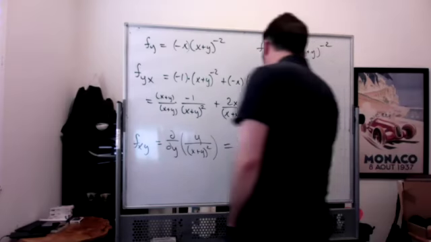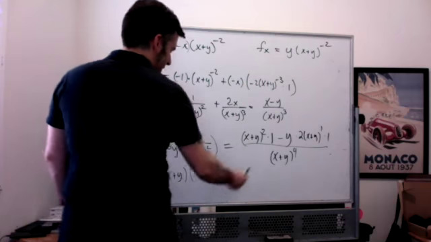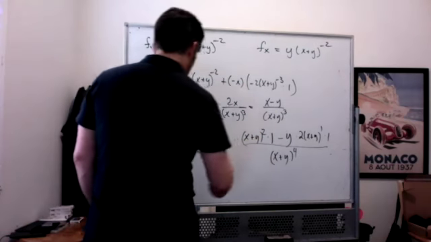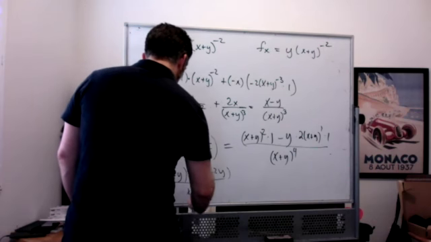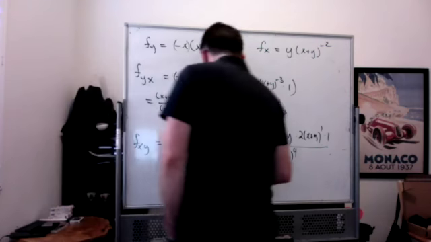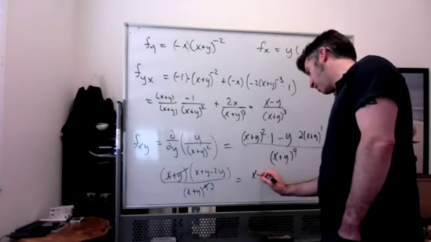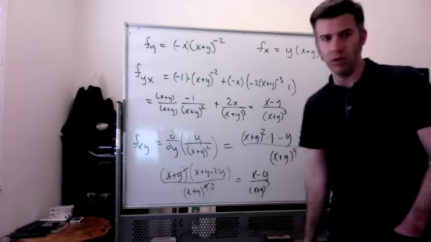Okay. So we can factor out an x plus y from the top. Left with x plus y minus 2y over x plus y to the 4th. Cancel an x plus y and x plus y. And you're left with, oh, look, x minus y over x plus y cubed. It's the same, just like we knew it.